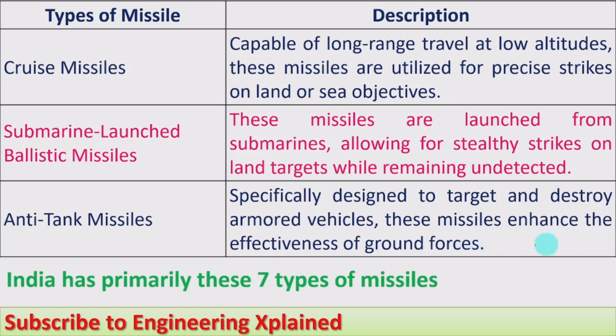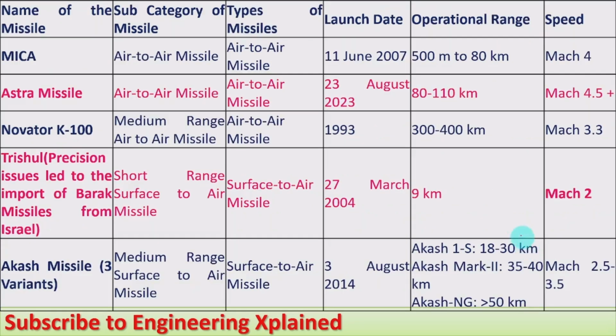These missiles enhance the effectiveness of ground forces. Here, any tank or any vehicles which are traveling towards the war field are to be destroyed by launching the anti-tank missiles, so that the force which is moving on the ground will have effectiveness, and will travel easily without any hazard. And here, India primarily has these seven types of missiles. These are the broad categories of the seven types of missiles India is having, and the subcategories we will take now.